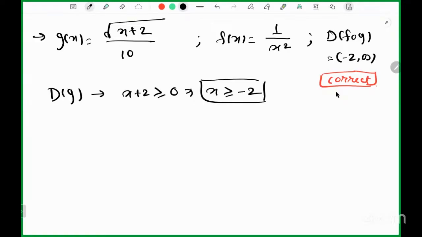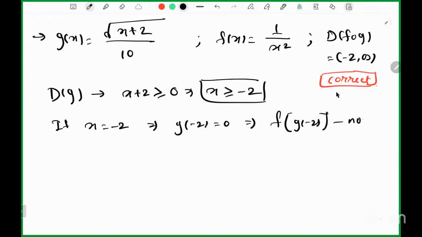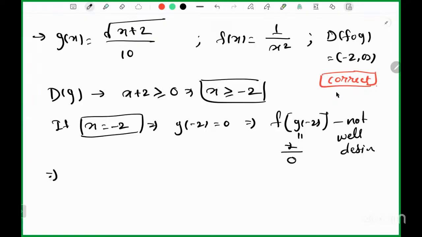Now if you consider x equal to minus 2, then you will get g of minus 2 equal to 0. Right? And if g of minus 2 is equal to 0, this implies that f of g of minus 2 doesn't make sense. It's not well defined, because this is becoming 1 by 0, and 1 by 0 is not well defined. So you have to remove the point x equal to minus 2 from the domain of g.